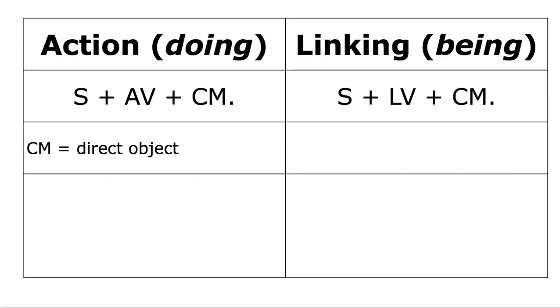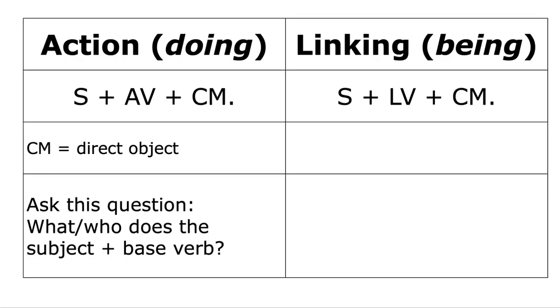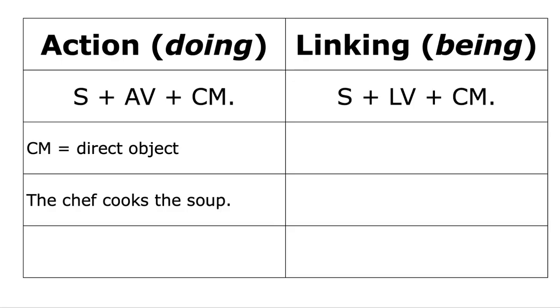Now, we said that action and linking verbs can both have a complete meaning with prepositional phrases, but only action verbs can have direct objects as the complete meaning. Whenever you have an action verb, ask this question: what or who does the subject plus base verb? Let's look at an example. The chef cooks the soup. What does the chef cook? The soup. Soup is the direct object.